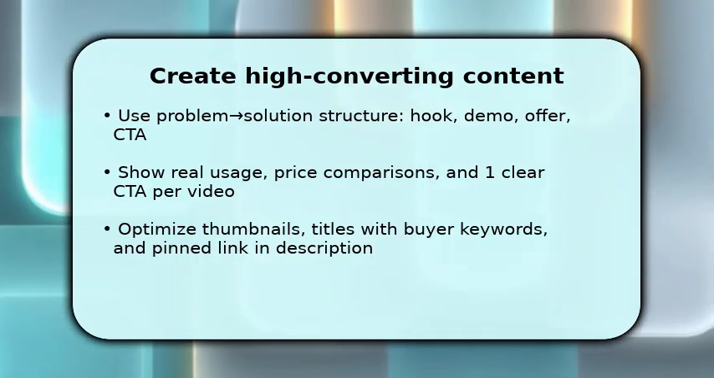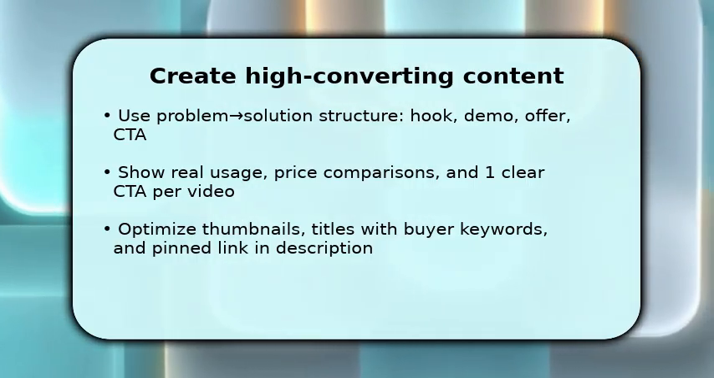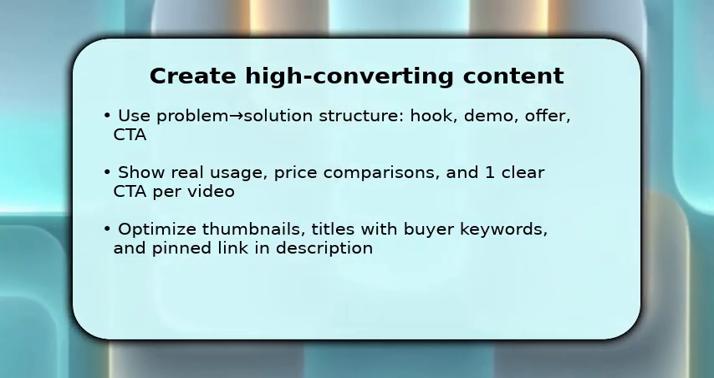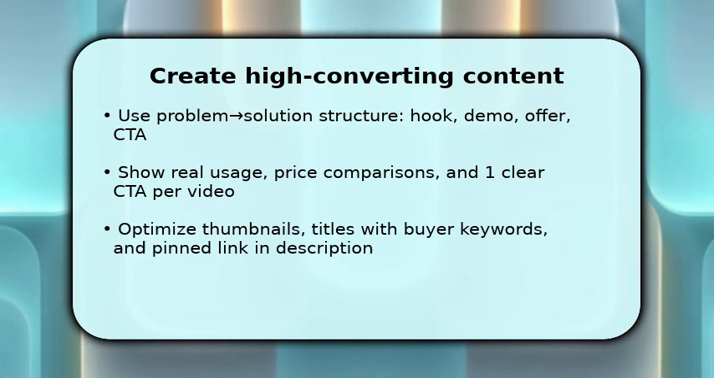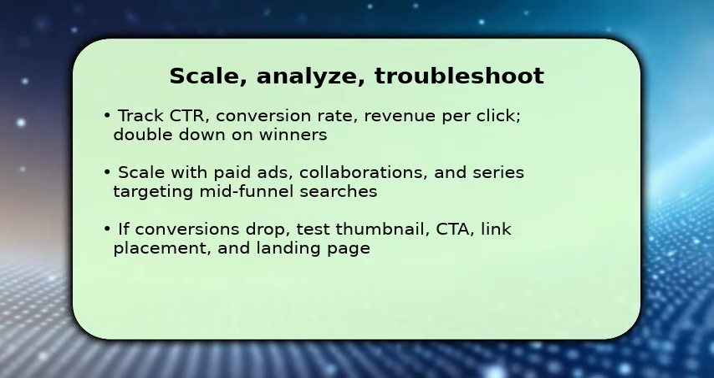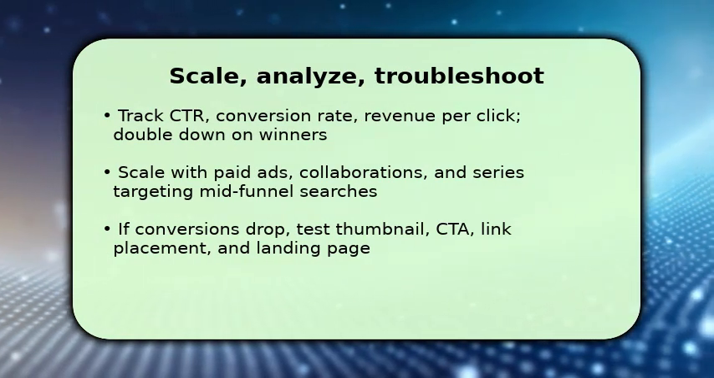Then optimize thumbnails and titles for buyer keywords, and pin one tracked link at the top of the description to capture every interested viewer. You scale by measuring and repeating. Track CTR, conversion rate, and revenue per click so you can double down on winners.